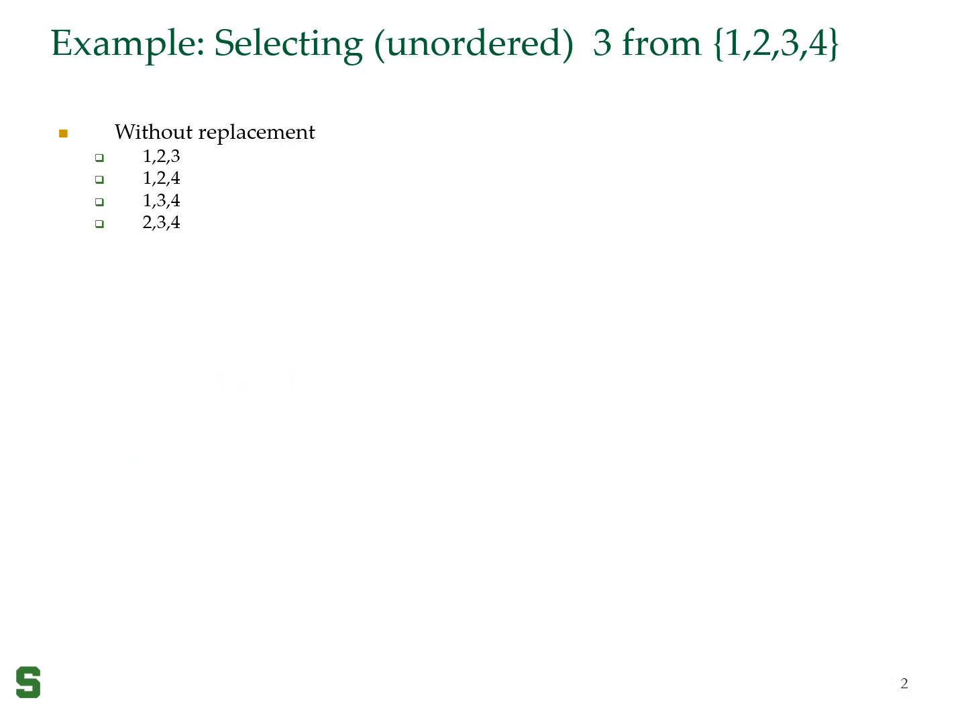However, if we allow replacement, that means we select an item but we put it back also, and so we might be able to select it again. In that case, we have a lot of choices. So 1 2 3, 1 2 4, 1 3 4, and 2 3 4, those are the choices that we had. We still have them. But we also have the choice 1 1 2.